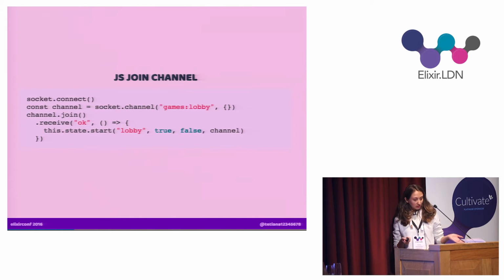So you have probably seen this code. In JavaScript, we define a socket, we connect to the socket, we connect to the channel. Notice the name of the channel, games lobby. Then we join it, and when we have the result back, then we start our game.